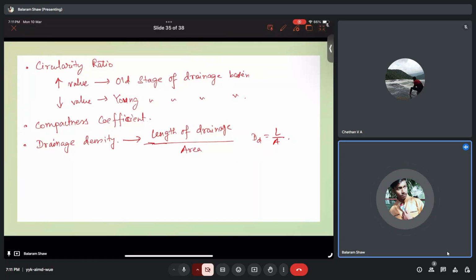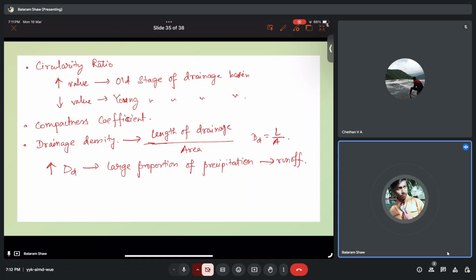Okay. So now, if some basin or some watershed has high drainage density, this means what? High drainage density means a large proportion of input, let's say precipitation, becomes the runoff. And less drainage density value means that most of the rainfall will infiltrate. So less drainage density means most precipitation will infiltrate.